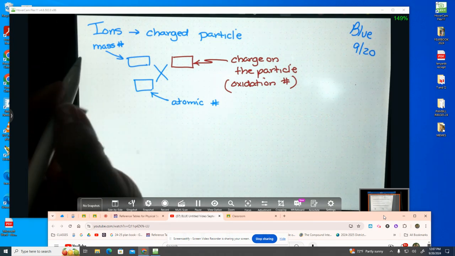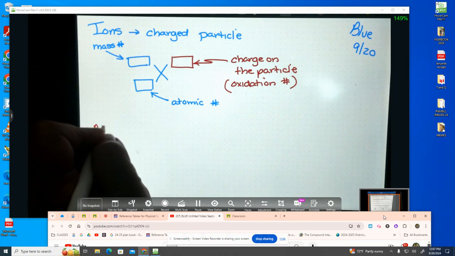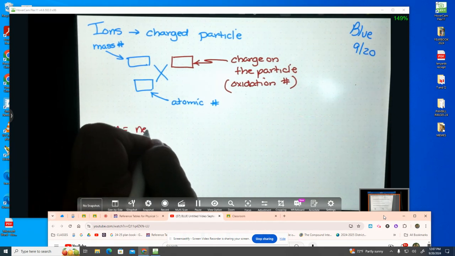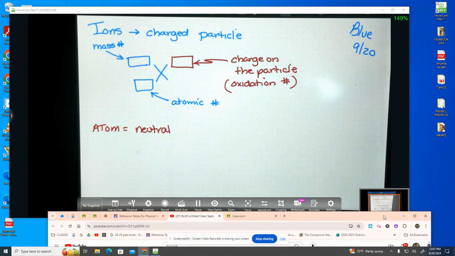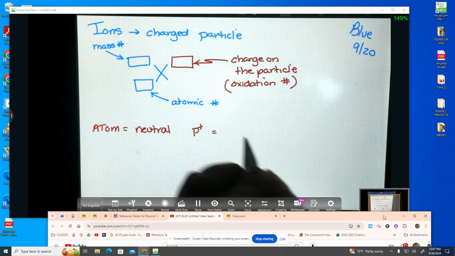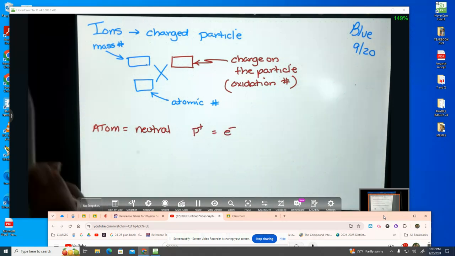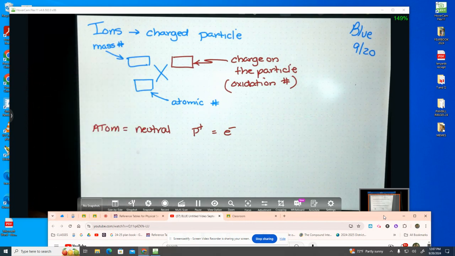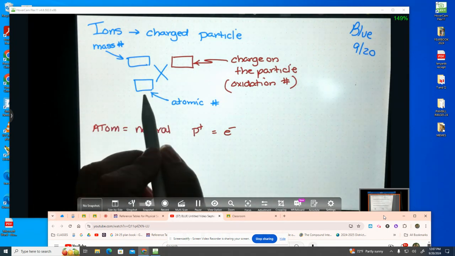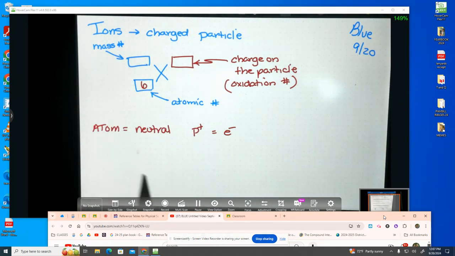We know that if we have an atom, what is its charge? Neutral. An atom is neutral because the number of protons is equal to the number of electrons. Let's assume that we're going to take carbon. So my bottom left number here, my atomic number, is going to be 6. We know if it's an atom, then it's going to have 6 electrons. Everybody's good with that?